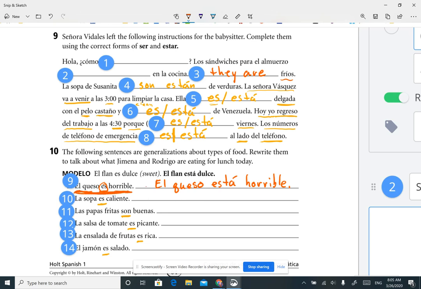So we're going to do the same thing with the next one. We're going to say la sopa, and then instead of es, we're going to change that to está, and then caliente. And that's it. Now if it's son, our son is going to be están. So we're simply going to change this sentence to las papas fritas están buenas. And that's how that works. So let me know if you have any trouble.